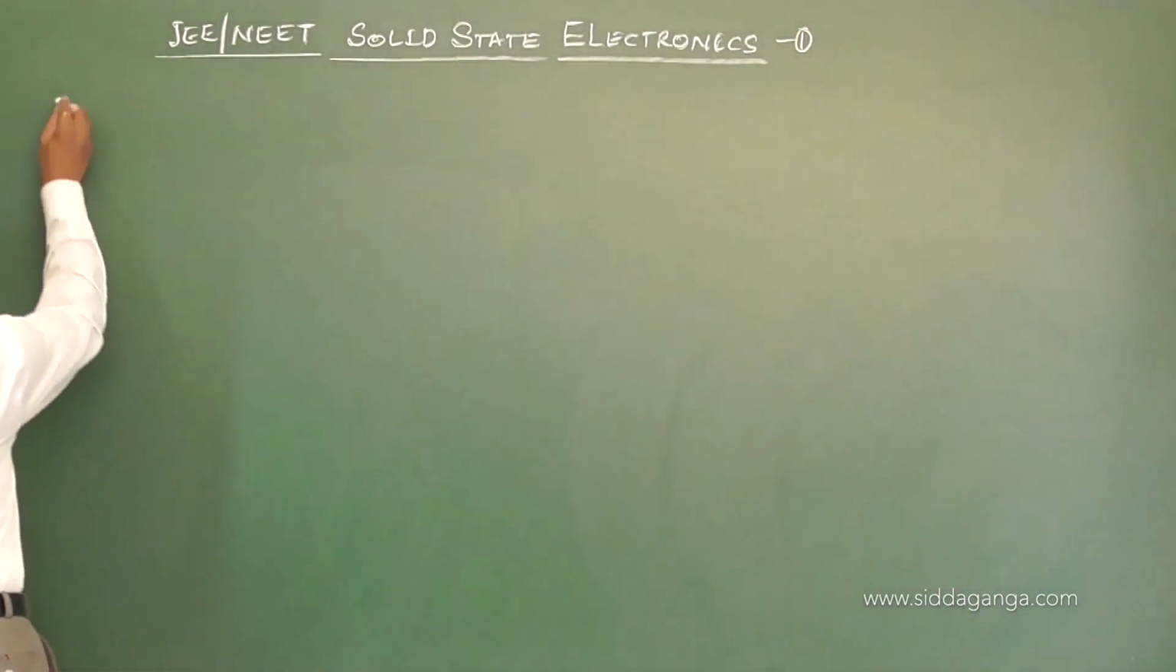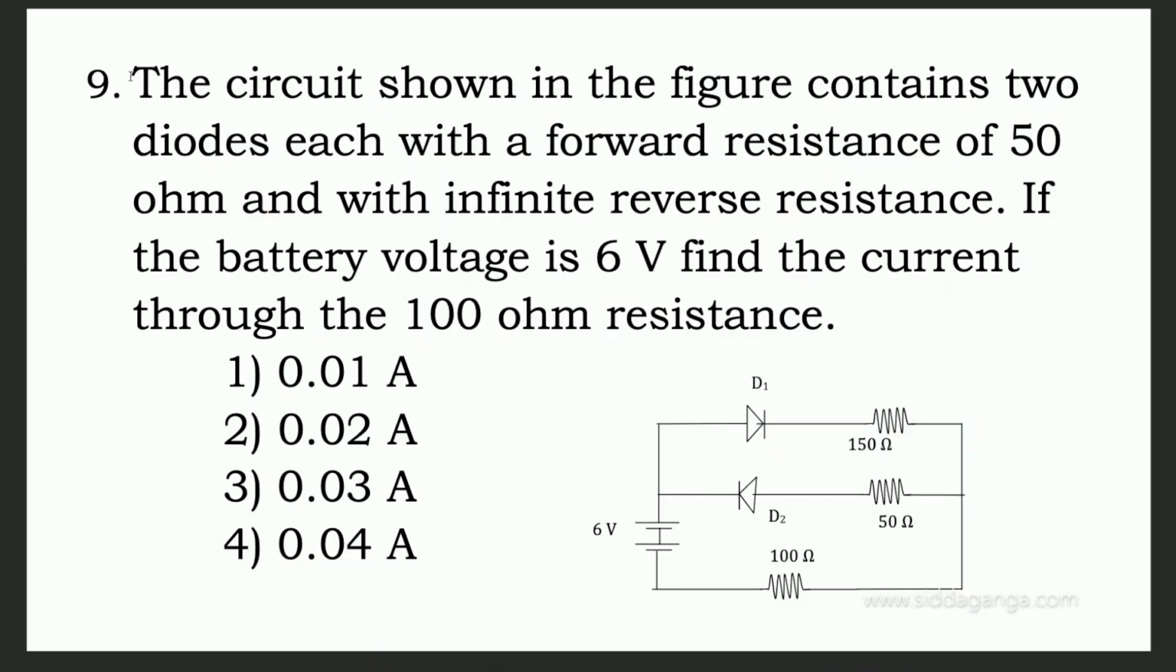Question number 9. The circuit shown in the figure contains 2 diodes with a forward resistance of 50 ohm and with finite reverse resistances. If the battery voltage is 6 volt, find the current through the 100 ohm resistor. If you look into the figure, the diode 1 contains a resistor, and another diode connected in opposition to this also contains a resistor.